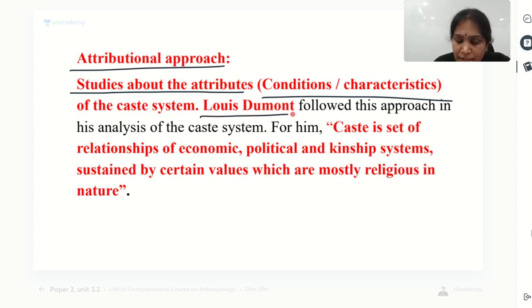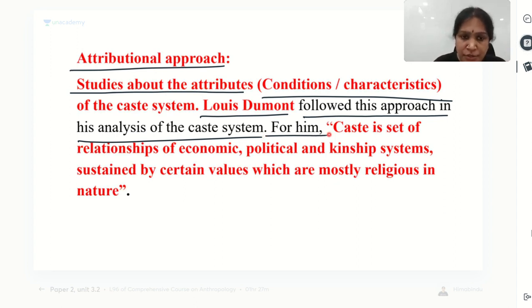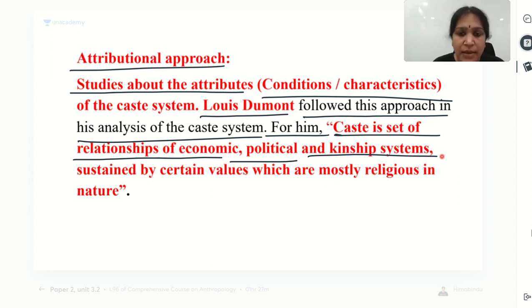Louis Dumont followed this approach in his analysis of caste system. Who followed this approach in analyzing the caste system? Louis Dumont. For Louis Dumont, caste is a set of relationships of economic, political, and kinship systems, isn't it? Caste has an economic aspect. How economic? Occupation. Political, okay, some castes have political power in the village.